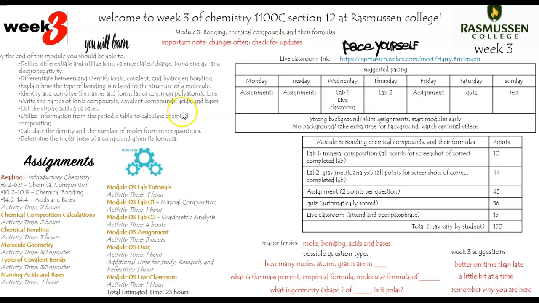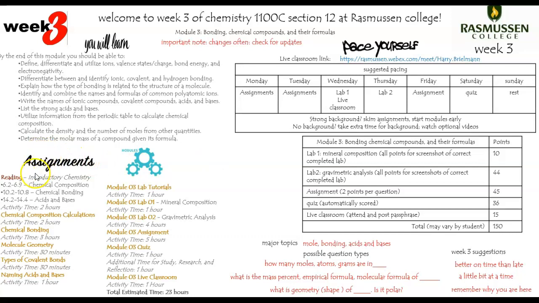In terms of questions you'll see on the quiz, you'll definitely see some of these common acids and bases names, or if they give you a name, you write down its formula, both for acids and bases. We'll utilize information in the periodic table to come up with chemical composition. There are several questions on that. Calculate the density and the number of moles from other quantities. Mole type questions are the most common things you should learn in this unit.